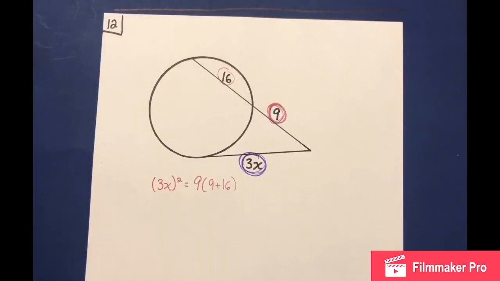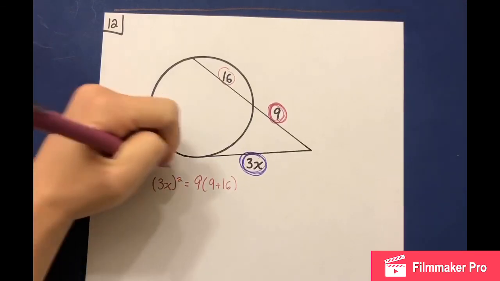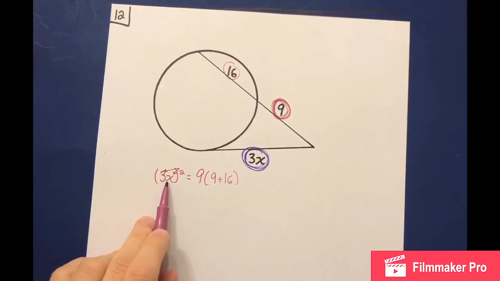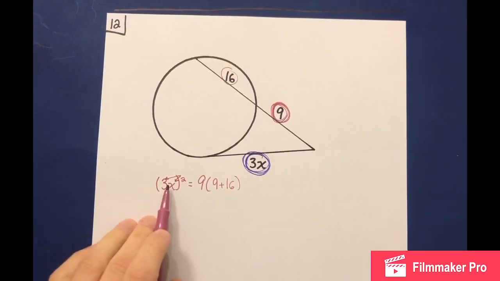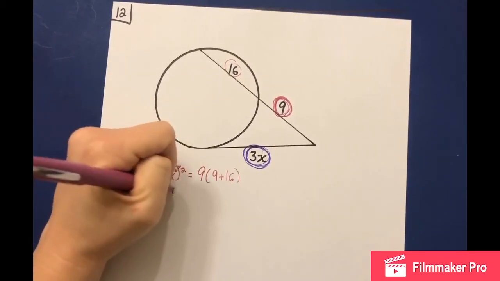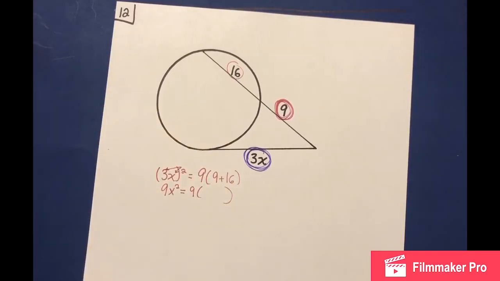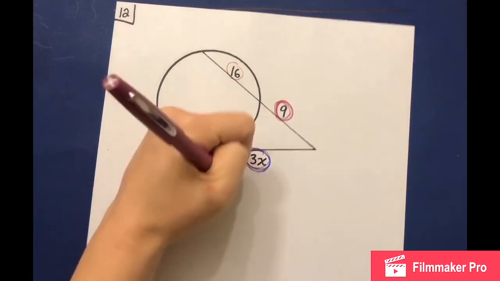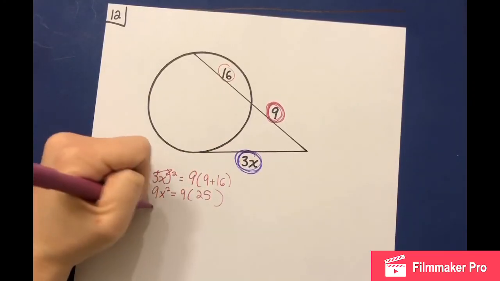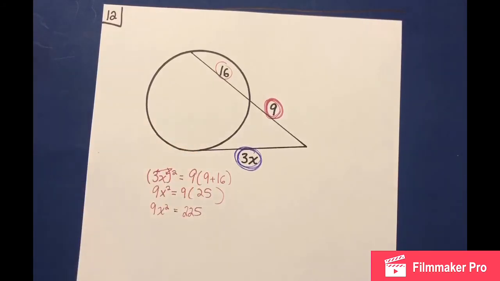Here's why. A lot of you will end up not squaring the 3. Here I can put the squared with both of them because there's no addition or subtraction between the two of them. So it's 3 squared, which gives us 9, and x squared, which is just x squared, equals 9 times, we're going to add the two of these together and get 25. At that point, this one ends up being a little bit weird. You get 9x squared equals 225.